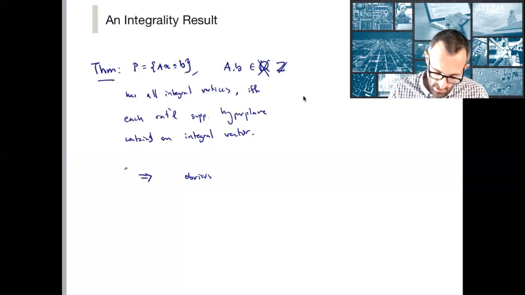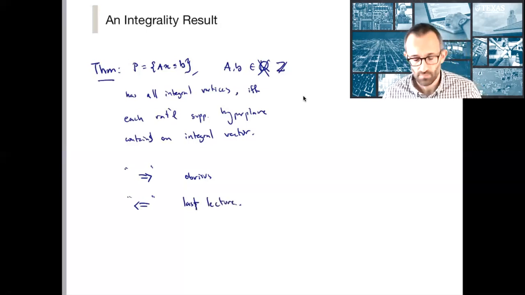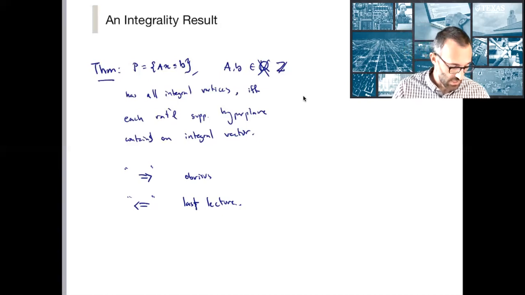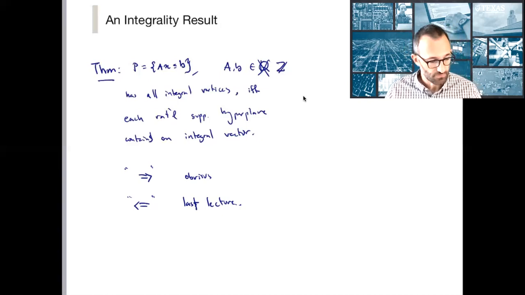So this direction is obvious, and then we worked on proving this direction. So this was the last lecture. And again, the benefit of it is that now if you want to show that P is integral, you just have to show that each rational supporting hyperplane contains an integral vector.